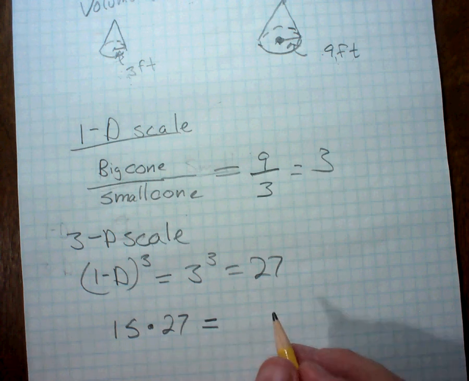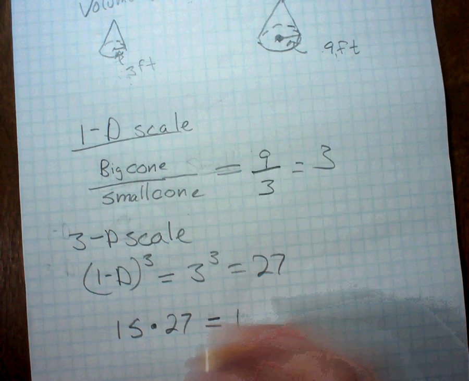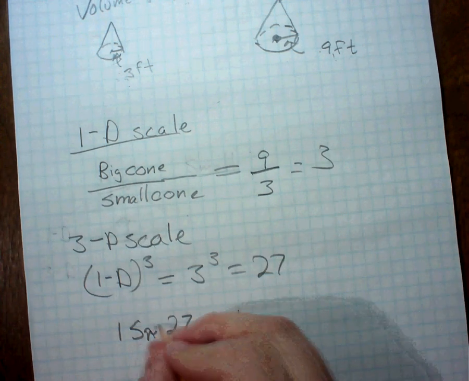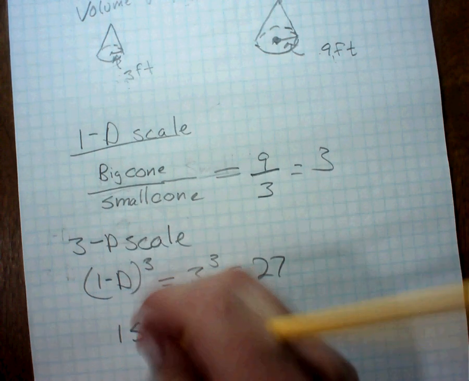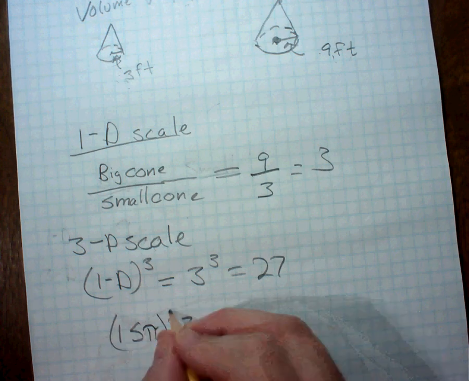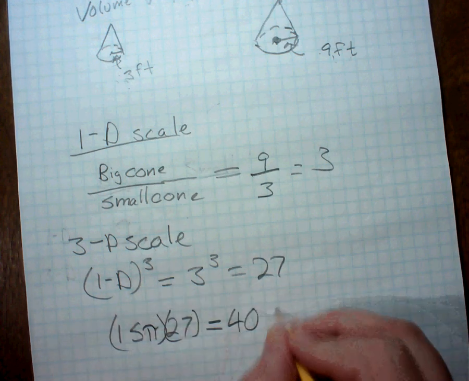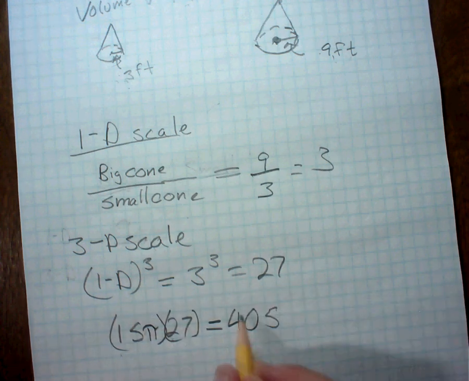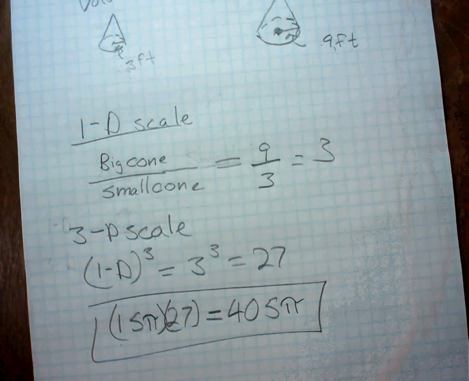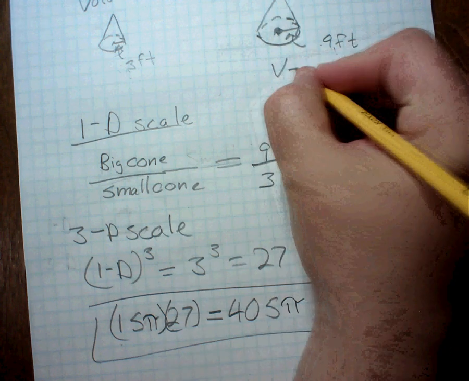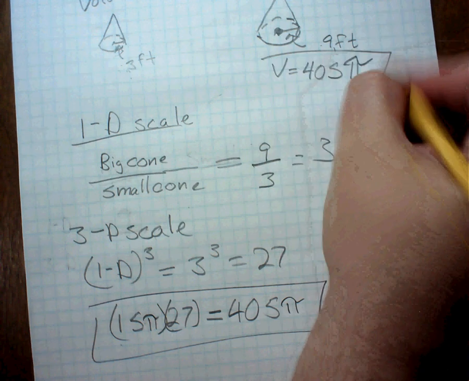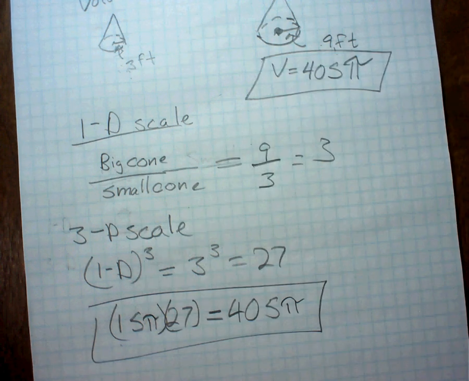And that will give me 405 pi. Oh, it's 15 pi. Yikes. It's not just 15, it's 15 times pi times 27, which will give me 405. 15 times 27 is 405, and then we tack on the pi. So the volume of that larger cone is 405 pi. And that's basically it.